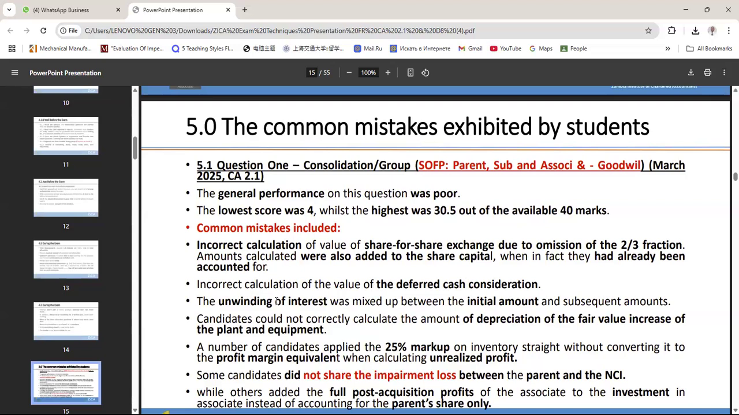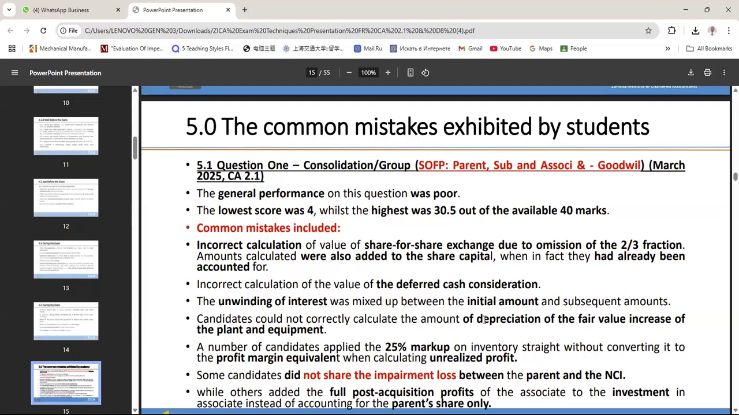From the past practice and from the syllabus and the exam format. So if there will be fair value adjustment, when you go to IFRS 3, which is a business combination, the requirement is all assets and liabilities, you have to measure them at fair value. So there will be a fair value adjustment. So that adjustment, if there will be a fair value gain, it will create additional depreciation. So that's why I say candidates could not correct depreciation on fair value.